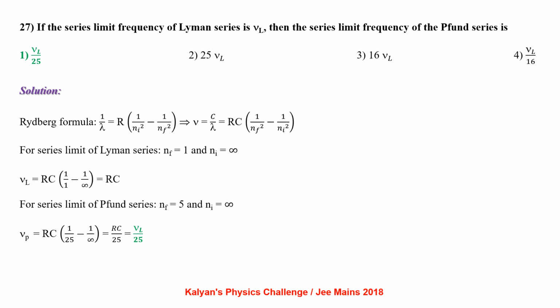For series limit of Pfund series, n final is 5 and n initial is infinity. So nu Pfund series equal to RC times (1 by 25 minus 1 by infinity), which comes out to be RC by 25. So it is equal to nu L by 25.